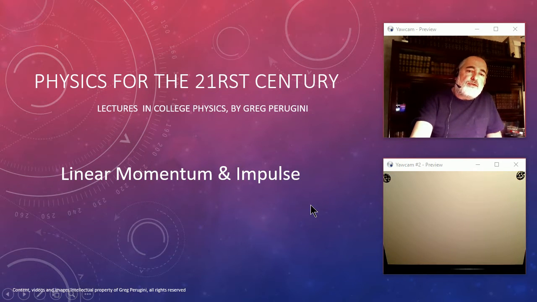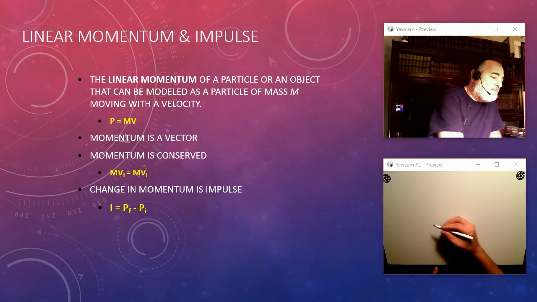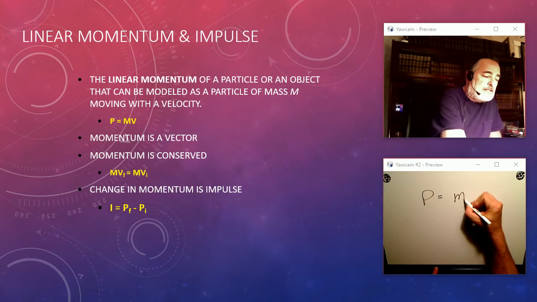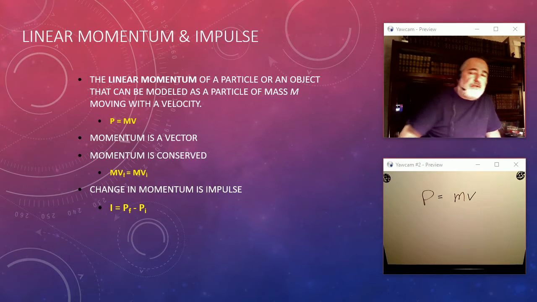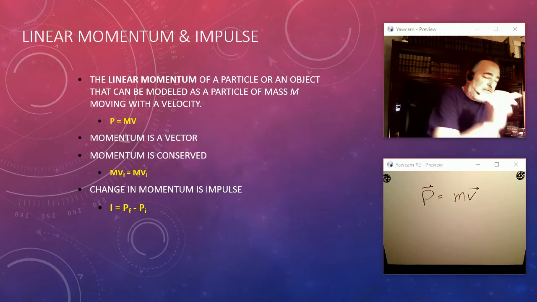We're first going to address what linear momentum is. Momentum is how we model a particle in motion in terms of its mass. Momentum is equal to mass times velocity. And of course, these are vectors. Mass, of course, is a scalar.